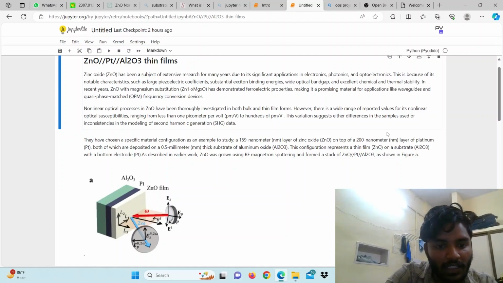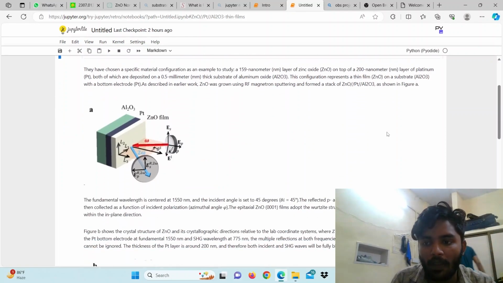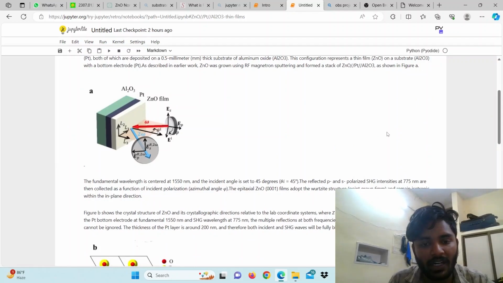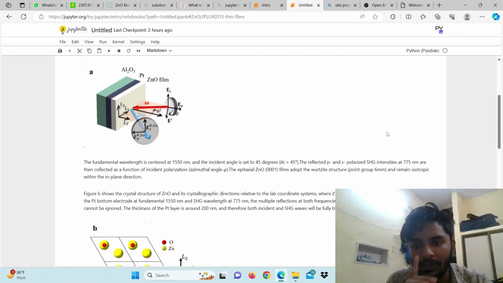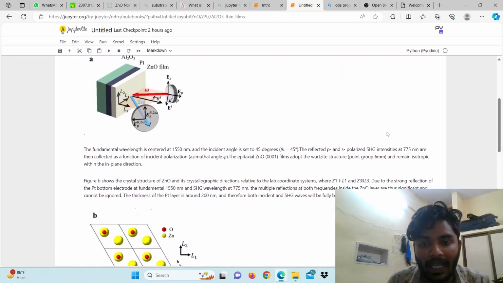as shown in the figure. This is how it formed, and the wavelength is centered at 1550 nanometers and the incident angle is around 45 degrees. The reflected P and S polarized SH intensities at 775 nanometers are then collected as functions of the incident polarization. Epitaxial ZnO film adopts a Wurtzite structure, point group 6mm, and remains isotropic within the plane direction.